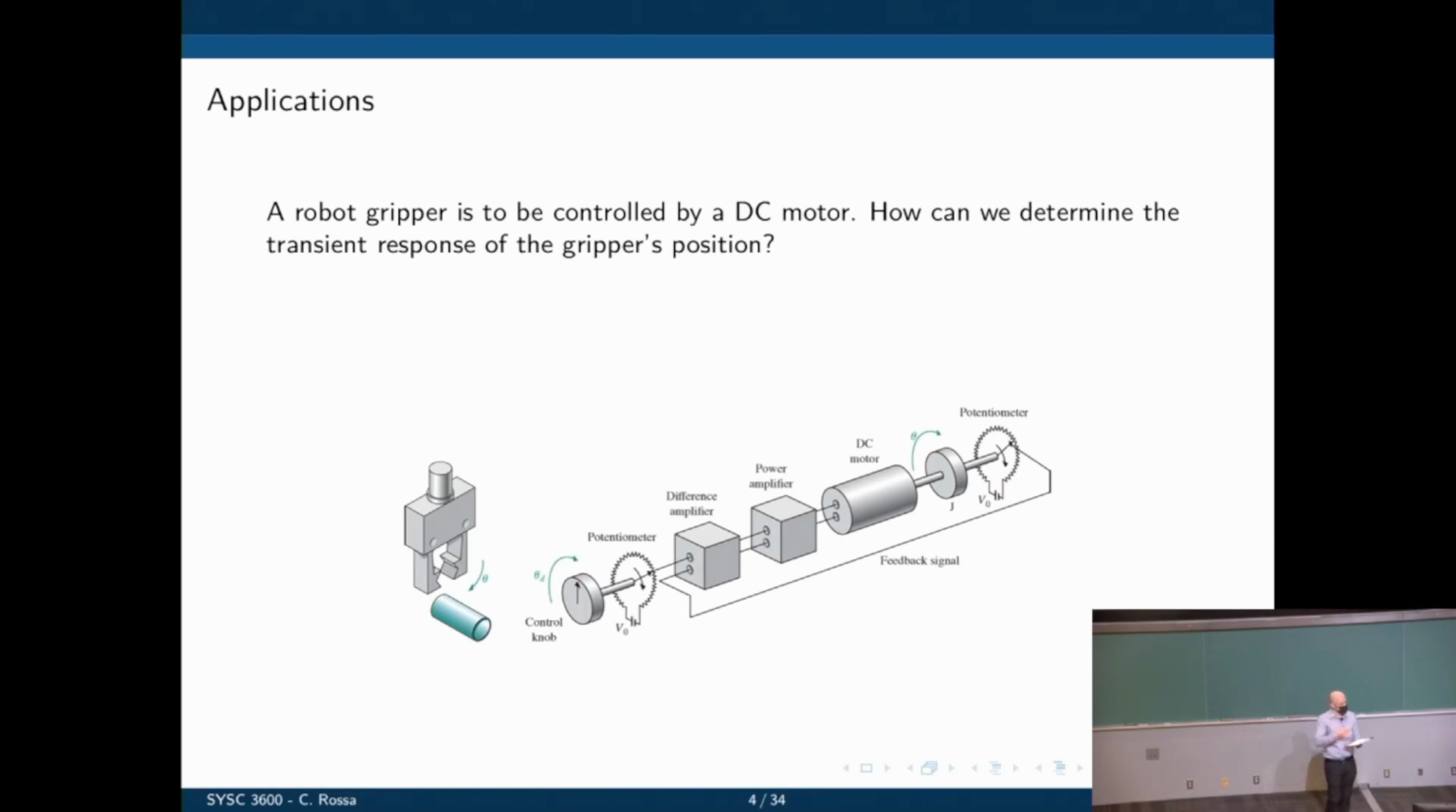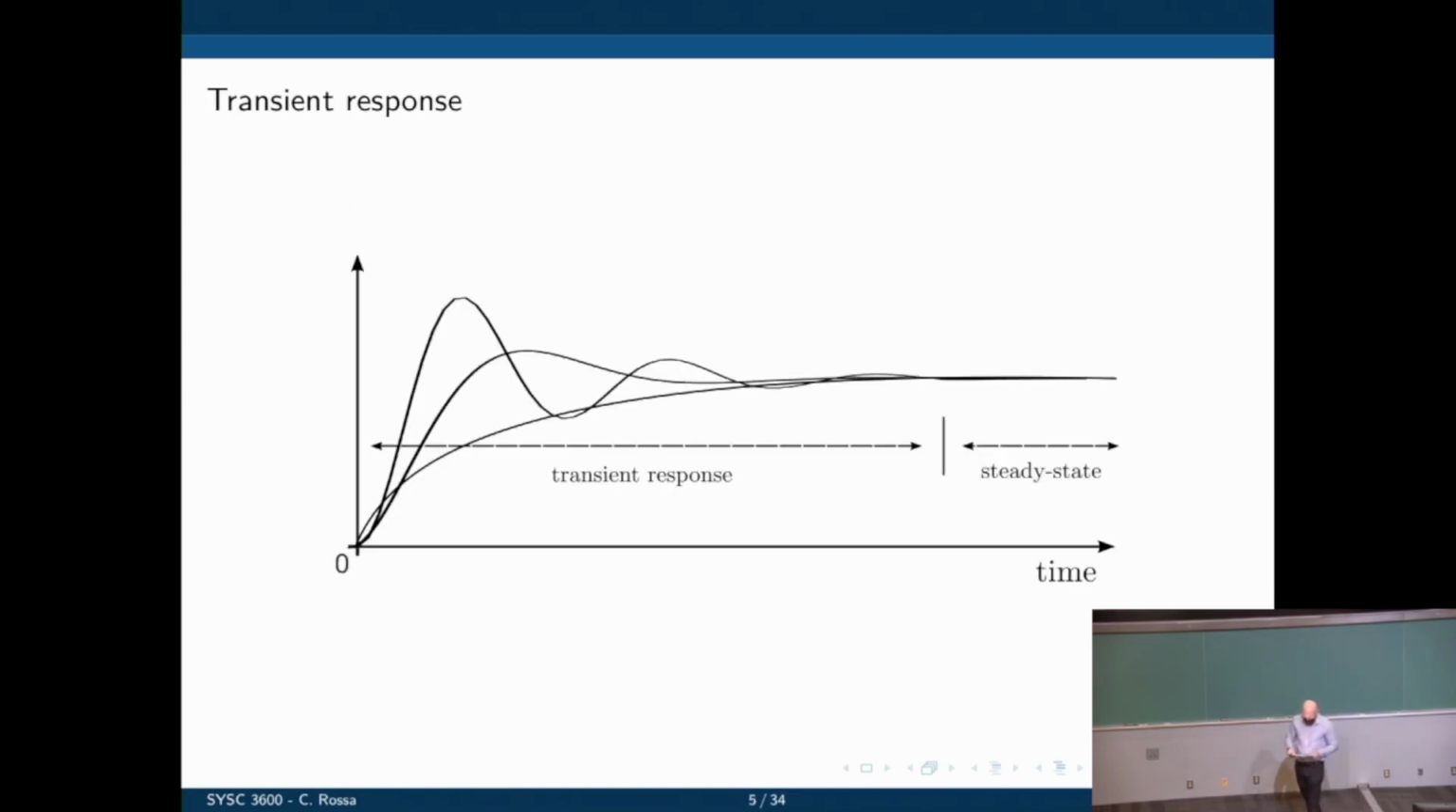If the system happens to be an underdamped system, what is going to happen? It's going to go beyond 5 millimeters, maybe 6, 7, plastically deform the cylinder before it moves back to its final position of 5 millimeters. That was the desired position. So if this system is a second order underdamped system, we may see overshoot, and this overshoot in this particular example may damage the object we are trying to grasp with the gripper.